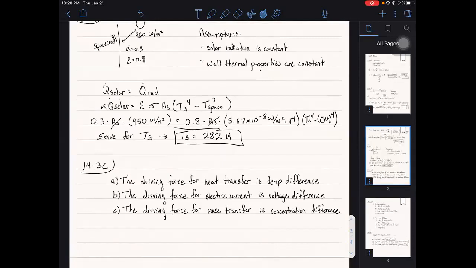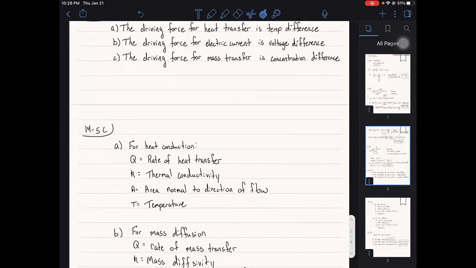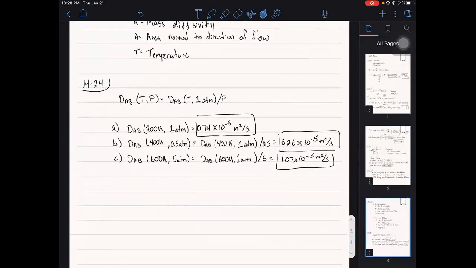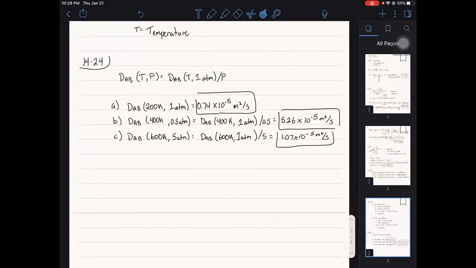I didn't mean of space. I meant that's of the spacecraft itself. And then the last problem, it was just looking up the values in the table and then just being able to convert them appropriately, which is what I did there.